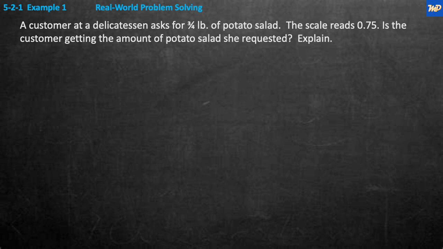Okay, example 1. It's a real-world problem. It says a customer at a delicatessen asks for 3/4 of a pound of potato salad. The scale reads 0.75. Is this customer getting the amount of potato salad she requested? And explain, it says. Well, let's try it. In order to figure this out, we've got to convert the 3/4 of a pound to a decimal number.